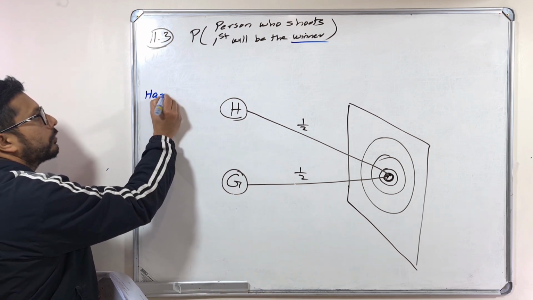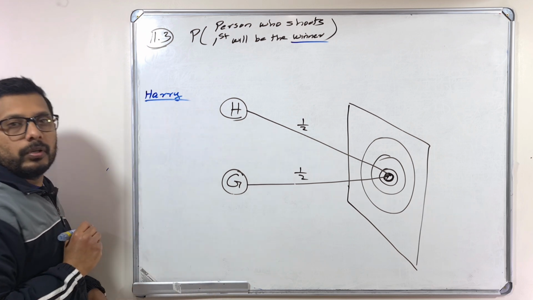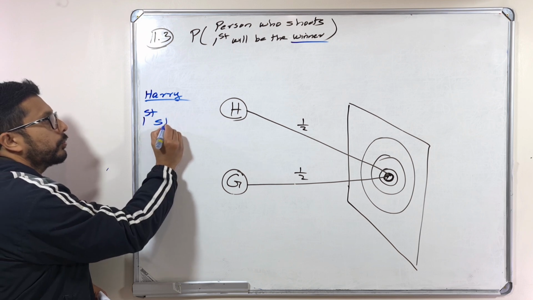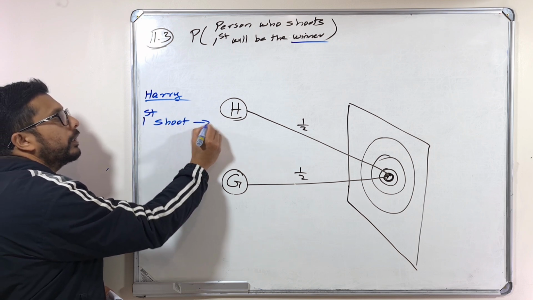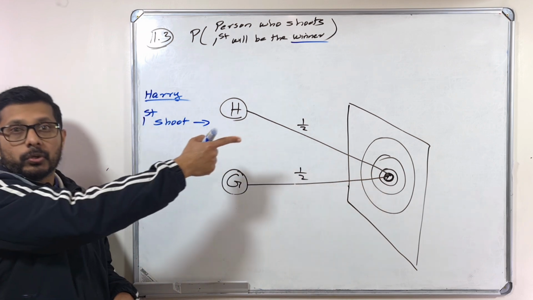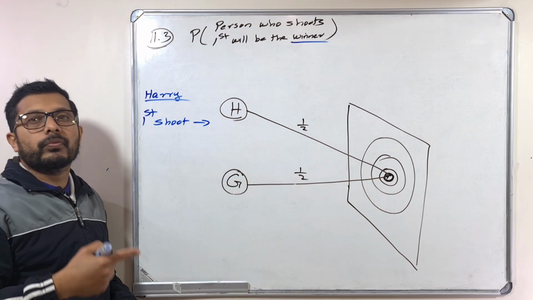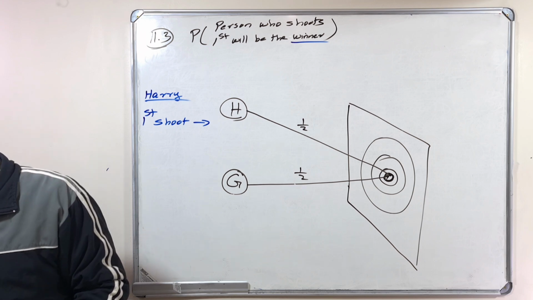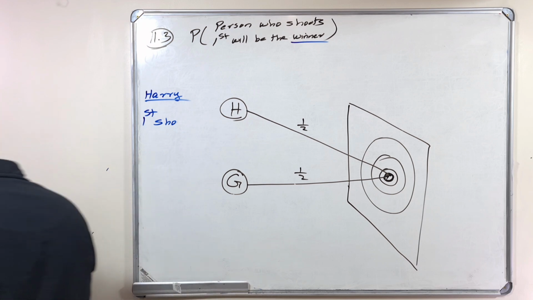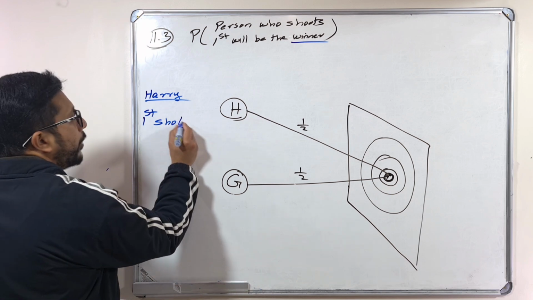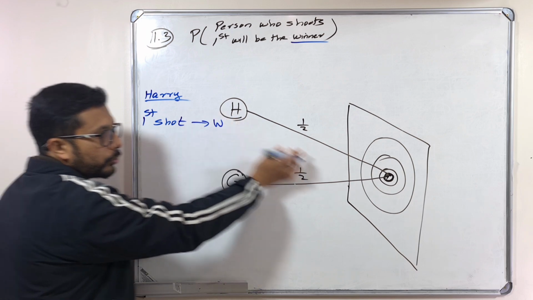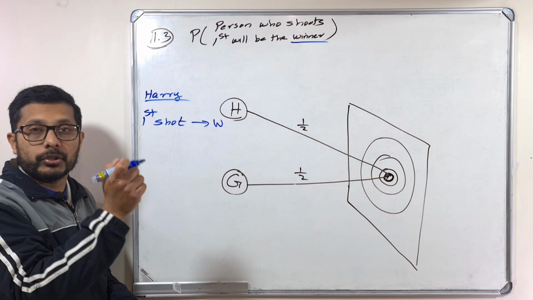Now for Harry's first shot, maybe there is a chance that Harry will shoot the bullseye on the first shot itself. On the first shot itself, maybe Harry will win. Win means he will shoot on the bullseye on the first shot itself.